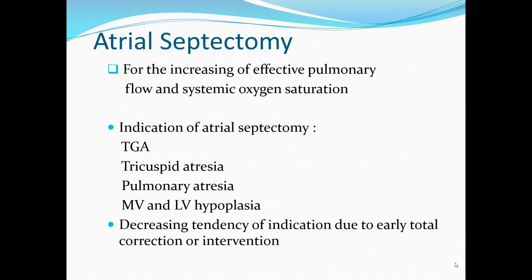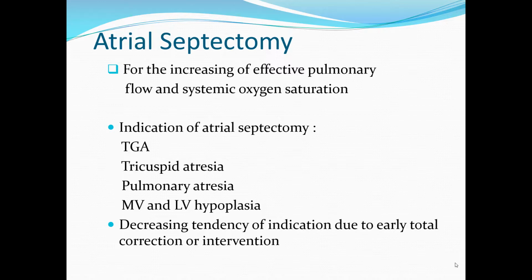You know that the systemic blood is from the right atrium, which is deoxygenated blood. The aorta arises from the right ventricle, which receives deoxygenated blood, and the pulmonary artery arises from the left ventricle, which receives oxygenated blood. So in this situation, we have to do some sort of admixture between the two systems so that some oxygenation can occur between the right and left sides.